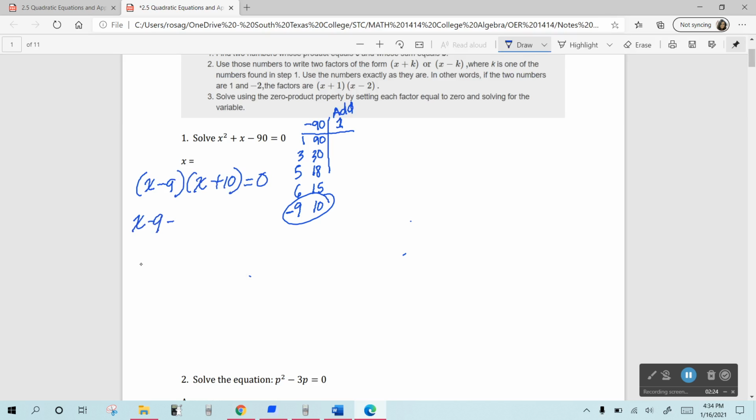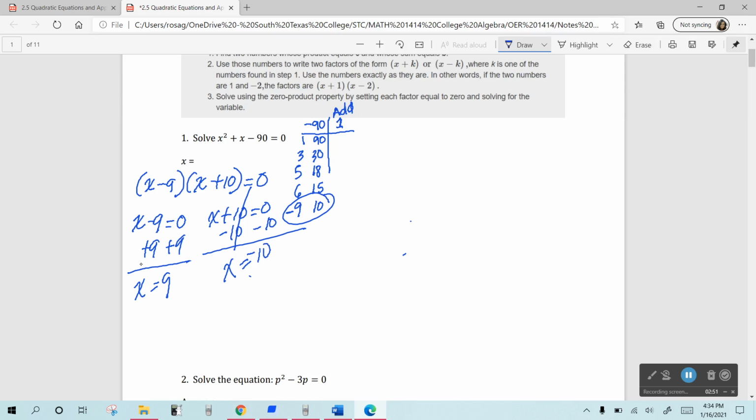So x minus 9, you separate each of them into its own little problem. Sorry, plus 10, minus 10, minus 10. Negative 10. So those would be the two answers.